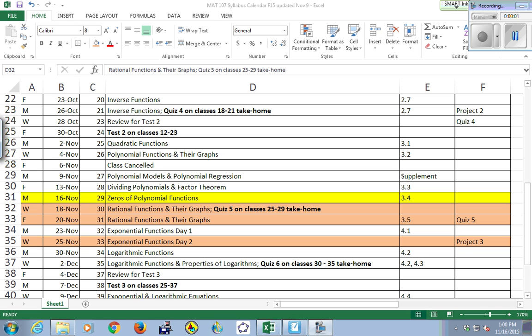Let's look at our schedule. Today's our last class talking about polynomial functions. We're going to talk about zeros some more today. Wednesday, I'm going to give you a take-home quiz that will be due Friday. And then next week, you've got project 3 due.